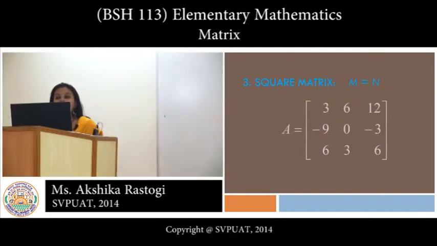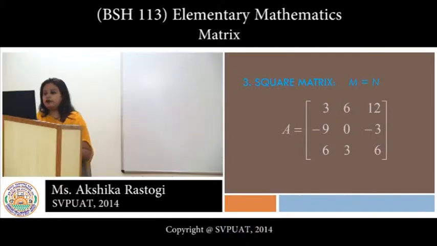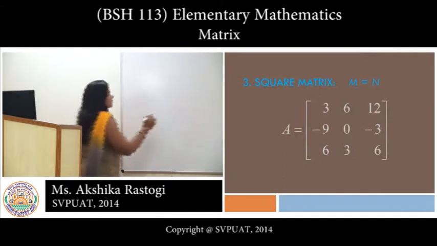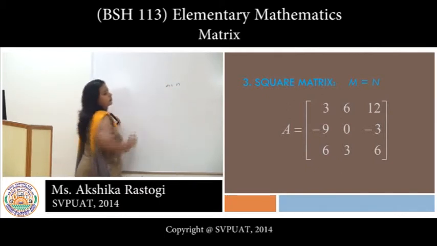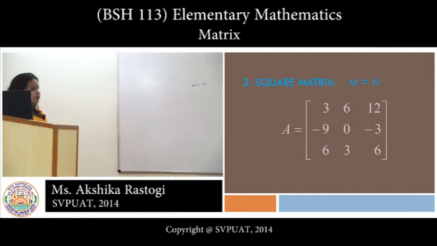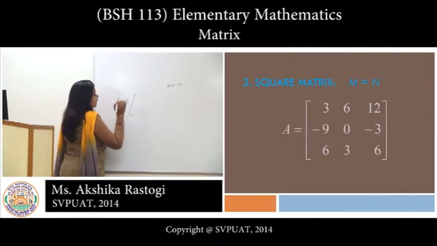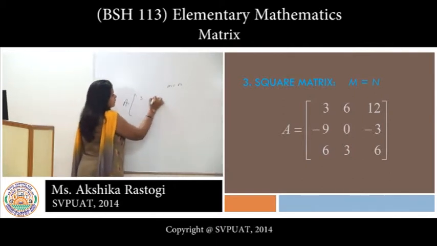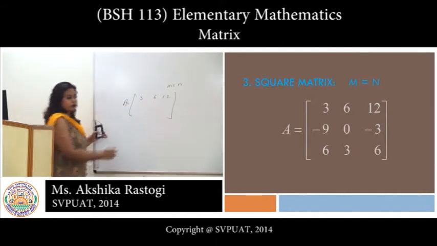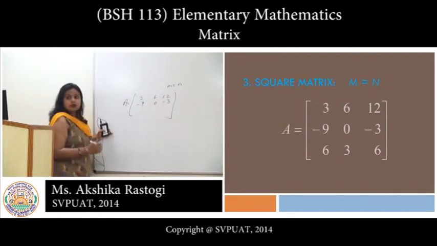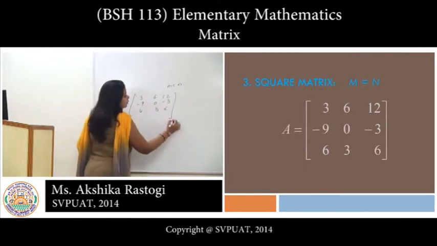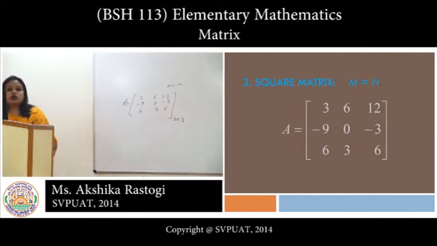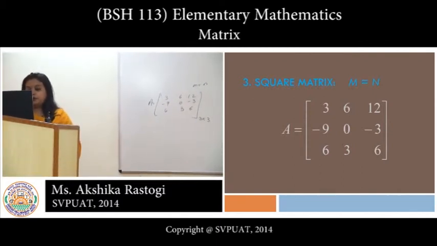Then our third matrix is a square matrix. A square matrix means whenever the number of rows is equal to the number of columns, then it's called a square matrix, meaning m equals n. This is the number of rows and this is the number of columns. We can take an example for a square matrix: 3, 6, 12, then -9, 0, -3, and 6, 3, 6. This is a square matrix because the number of rows is equal to the number of columns, 3 cross 3.